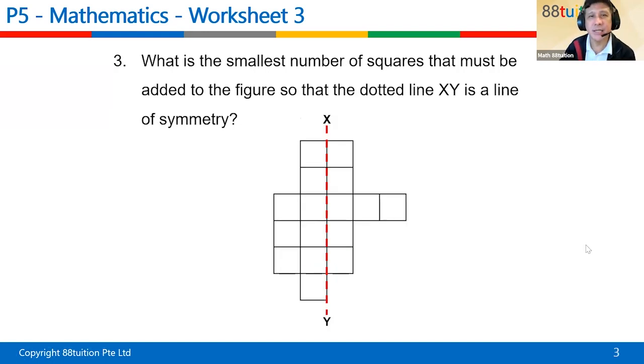Now in question 3, it tells us that you actually need to add some more squares. After you add all these squares, then the dotted line XY becomes a line of symmetry. So we want the left side and the right side to look alike. Children, do y'all know how to use your annotation? That means use the pen to annotate. Do you know how to annotate? Can I have one of you to try annotating?